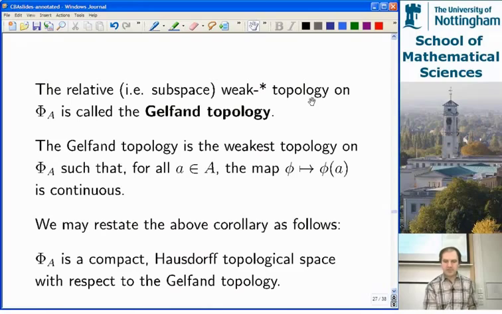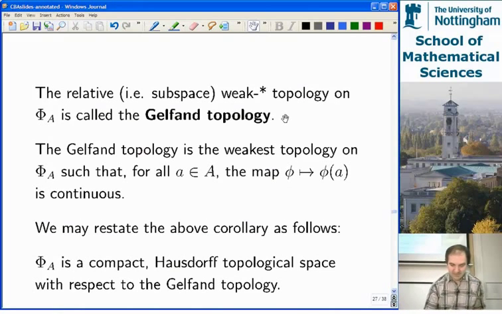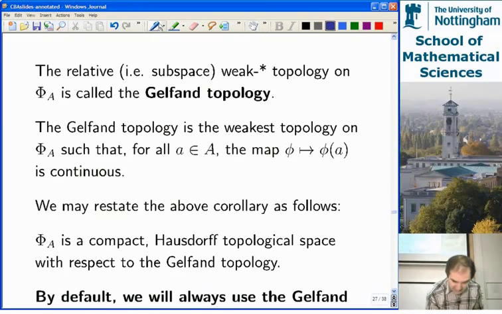So, of course, what you do is you take the weak star topology, and then you've got this compact subset. So you do the subspace topology. That's called the Gelfand topology, as I just said. And as usual, it's got this characterization. It's the weakest topology making all of these evaluation maps continuous. In other words, that's a hat.